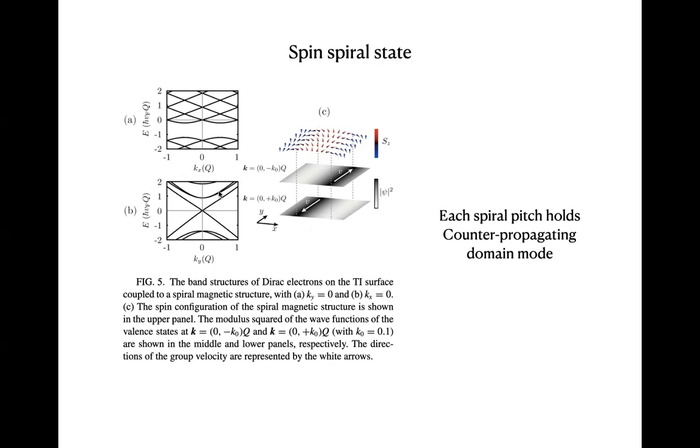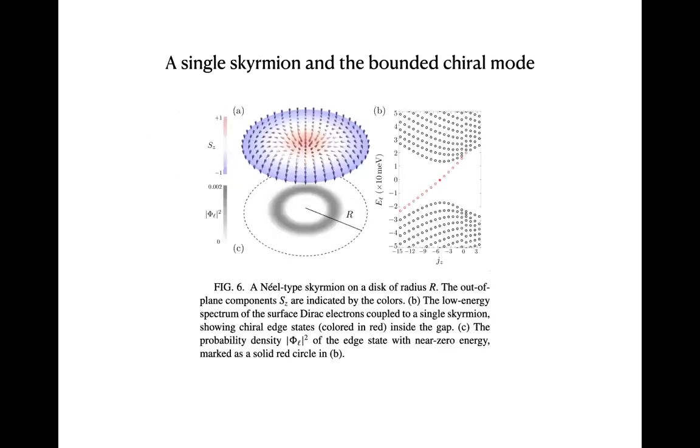So this is the key feedback on the Dirac fermion. And we can also look at the band structures. But this chiral propagating domain mode can probably be imaged by STM measurement. So each spiral pitch holds a counter-propagating chiral domain mode.